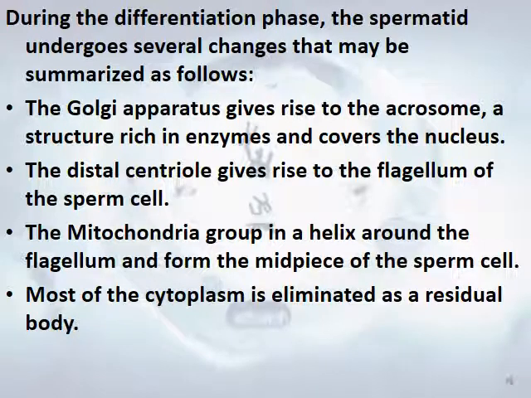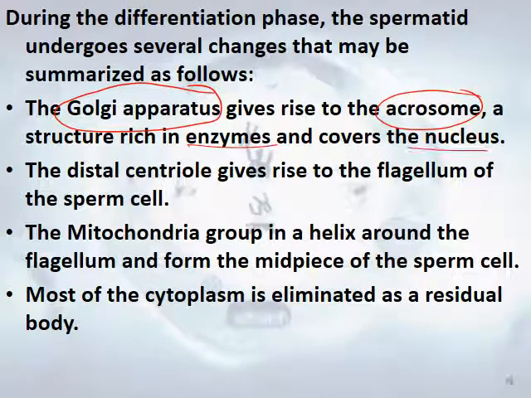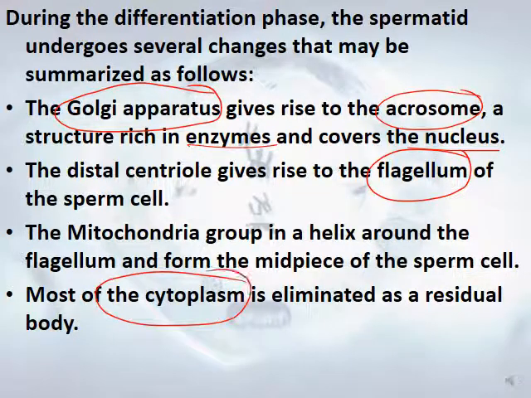The Golgi apparatus, as I said, gives rise to the acrosome, the structure rich in enzymes that covers the nucleus. The distal centriole gives rise to the flagellum, the tail of the sperm, in order to allow them to move. The mitochondria will group in a helix form around the flagellum and form the midpiece or the middle piece, and most of the cytoplasm is going to be eliminated in the form of a residual body.